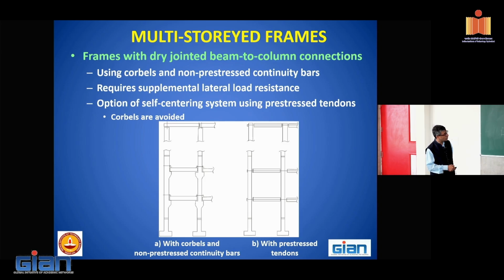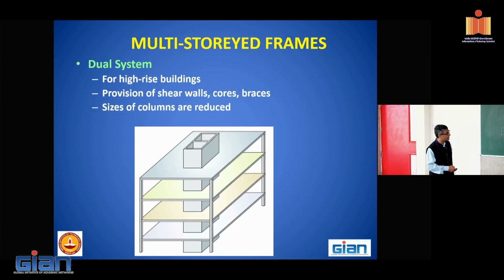These frames, of course, need lateral load resistance, which comes from shear walls. And we can have the option of a self-centering system using pre-stressed tendons. The dual system means we are trying to match the functionality requirement of large column-free space with the structural requirement of lateral load resistance.